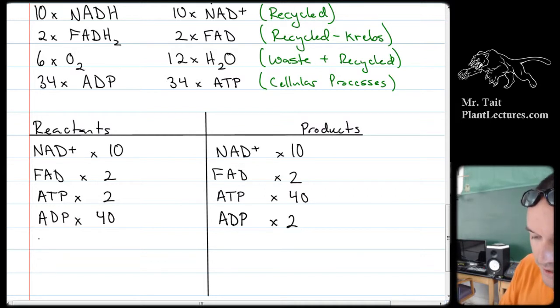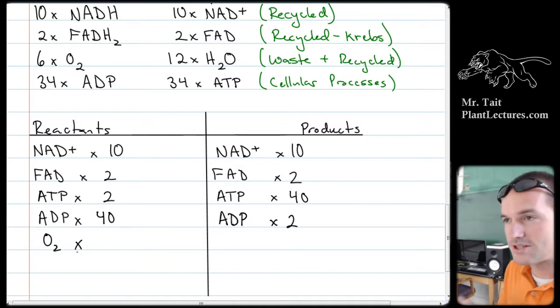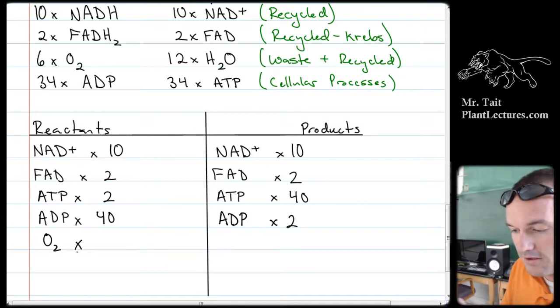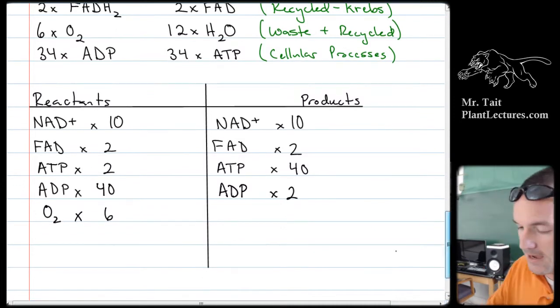So let's look at oxygen now. Okay. Where do we use oxygen? Electron transport chain. How many? 6. Okay. Do we produce any oxygen? No. Okay.